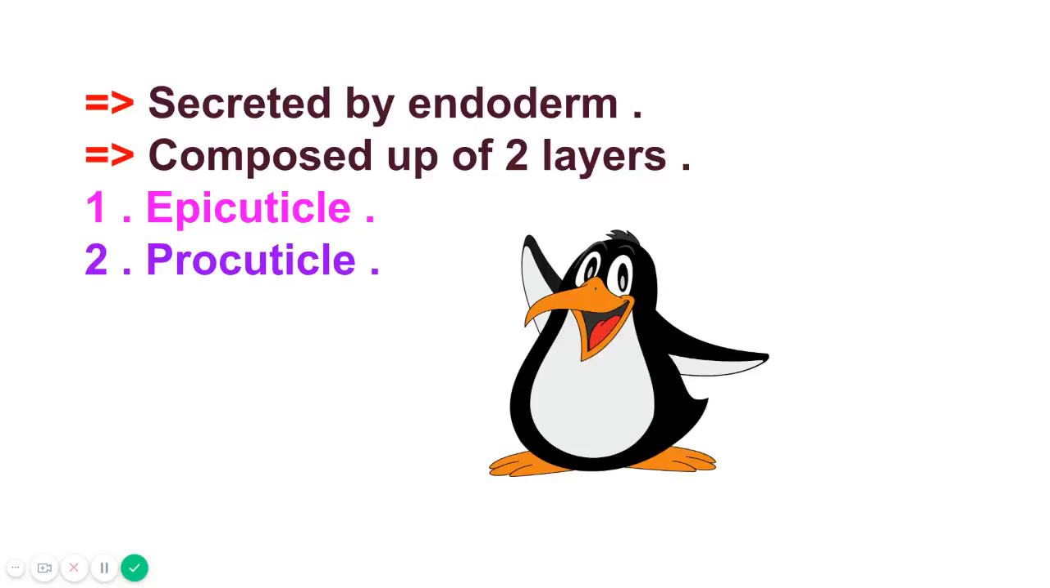Epicuticle is the outermost layer made up of waxy lipoprotein, which is impermeable to water and serves as a barrier to microorganisms and insects. Below it is procuticle, and it is composed of chitin, that is a tough leathery polysaccharide, and several kinds of proteins. Further hardened by sclerotization, that is a hardening process, by the deposition of calcium.